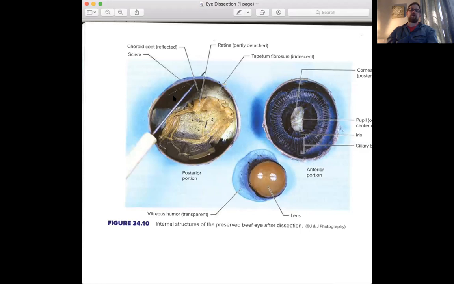On the inside, you see the choroid coat. Now, the choroid coat, if you look at it right here, it kind of looks black. You can see some more of it right here. It's black. That's from the melanin produced by the melanocytes, right? So that's going to absorb excess light and allow better image development.